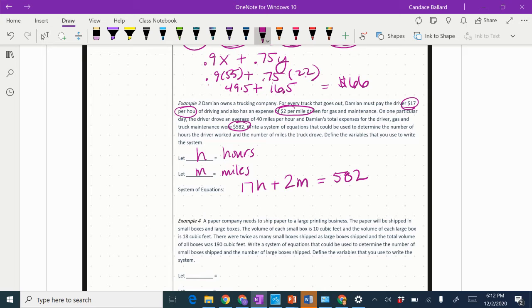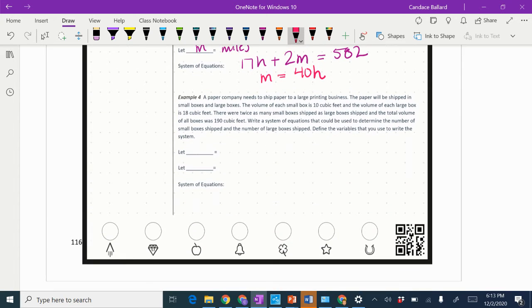Now, because I have 2 variables, I need to have 2 equations to be able to solve for that. So I've got to look for something else in the problem. I'm noticing the driver drove an average of 40 miles per hour on one particular day. So I know that the miles equals 40 per hour, and that would give me a system. And in this case, we're not solving quite yet, we're just learning the setup.